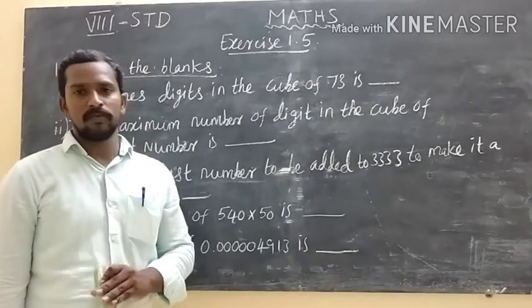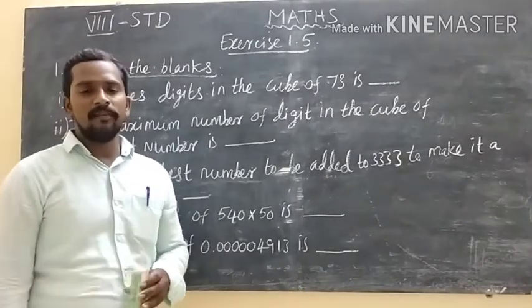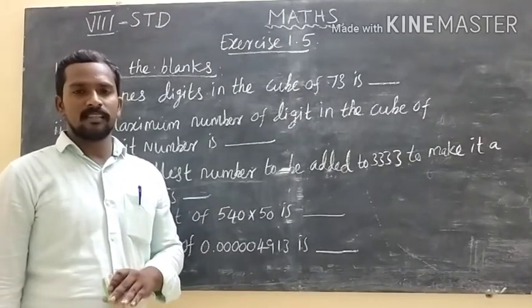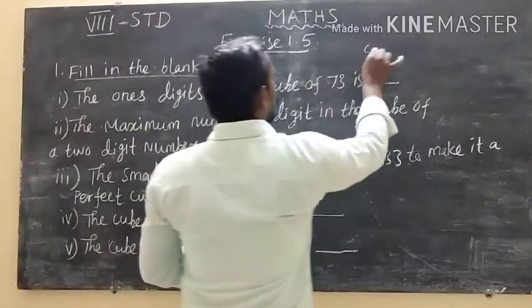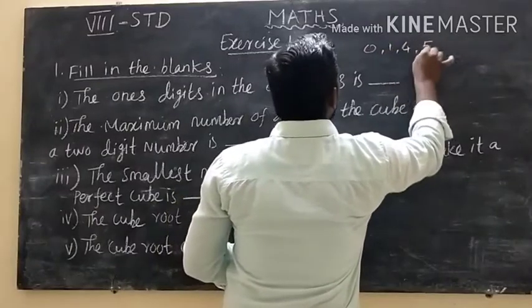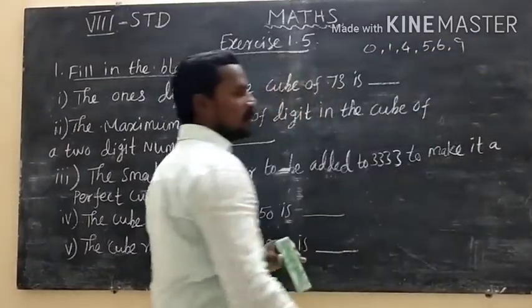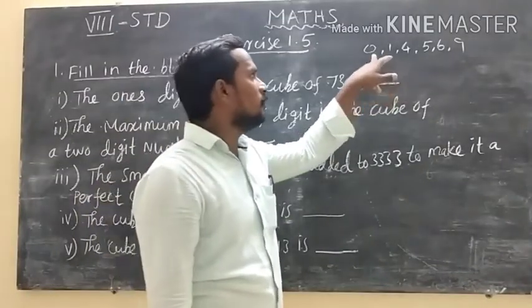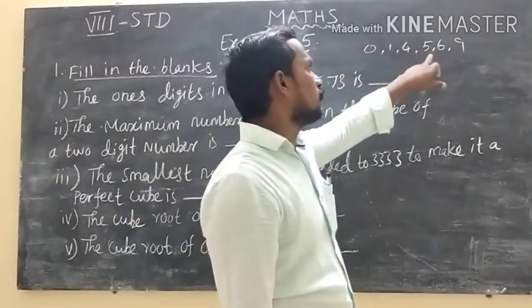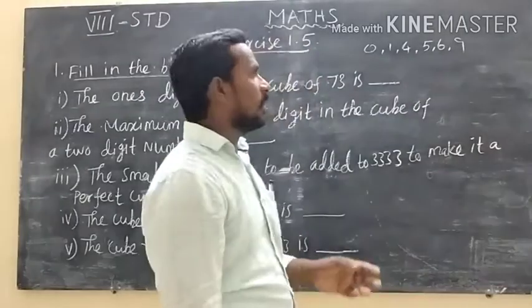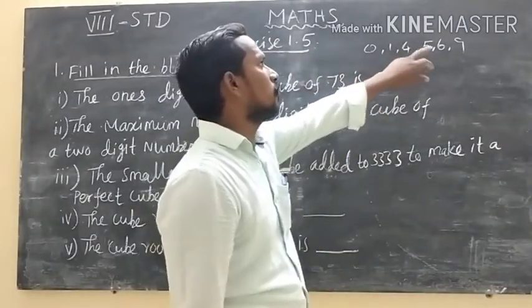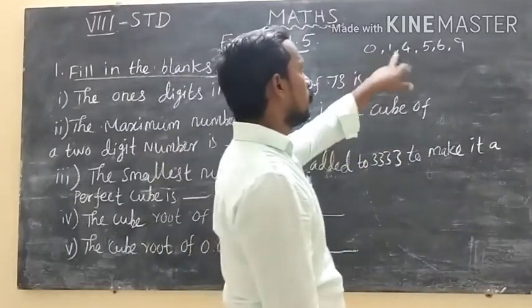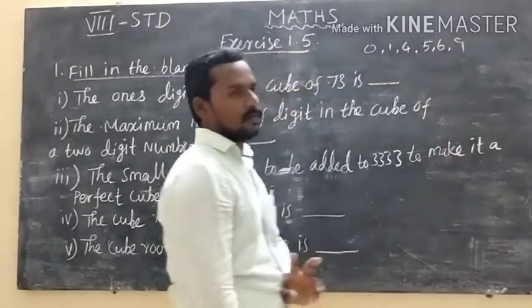Fourth: if a natural number ends with 0, 1, 4, 5, 6 or 9, its cube also ends with 0, 1, 4, 5, 6, 9 respectively.